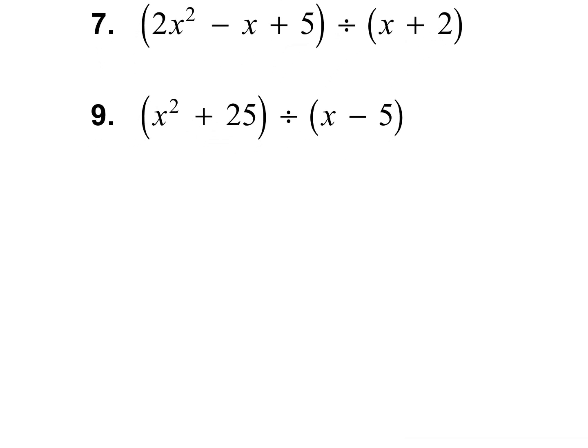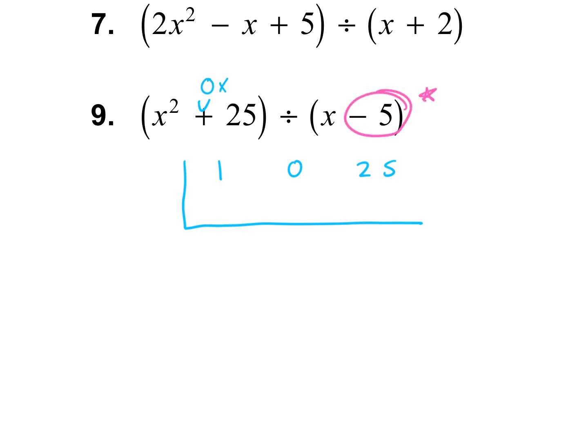Am I missing any terms in 9? Yes. What? A 0x. So what's going to go inside the box? 1, 0, and 25. What goes outside the box? 5. Perfect, because we changed the sign. So positive 5 goes outside.